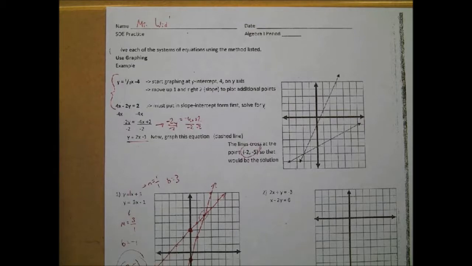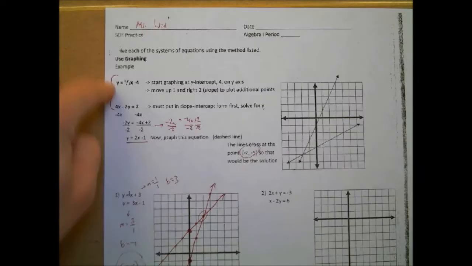In a system of equations, you're going to have two or more equations that you want to solve simultaneously. That means at the same time. So you're going to find one solution that's going to work for both equations, that will make both equations true. Okay, how do we do that? Well, one way we're going to do that is by graphing both equations.